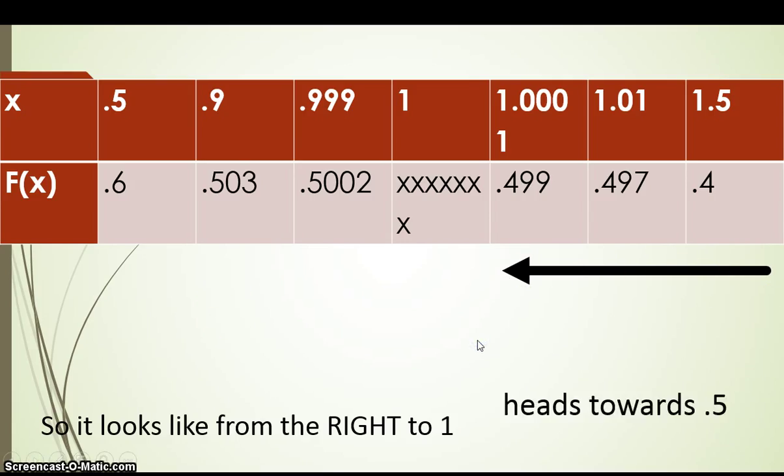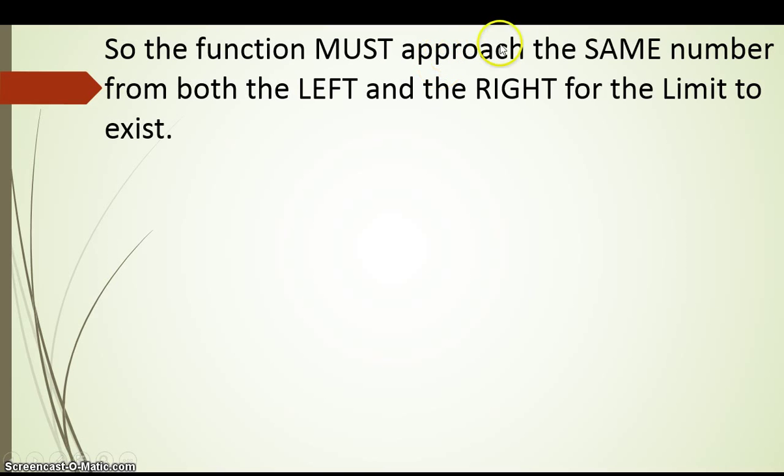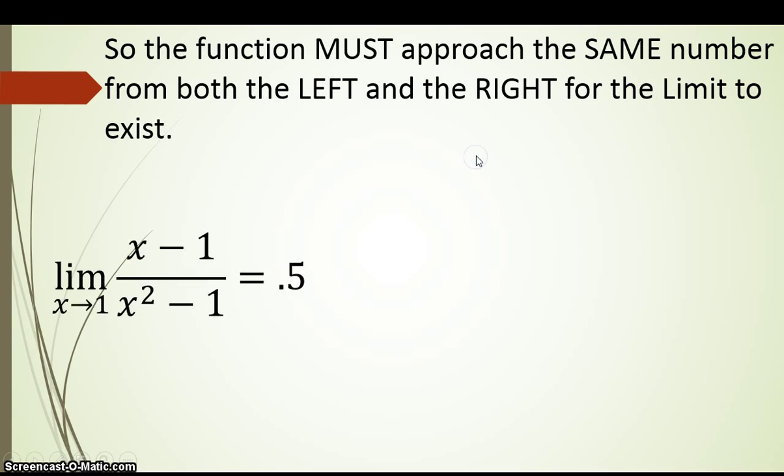So my question to you is, does the limit exist? Does the limit exist at 1? The answer is that the function must approach the same number from both the left and the right for the limit to exist. So the limit of this is 0.5, because from the left we said it goes to 0.5, from the right we said it goes to 0.5. Since it goes to the same exact number, the limit does exist. So the limit is 0.5.